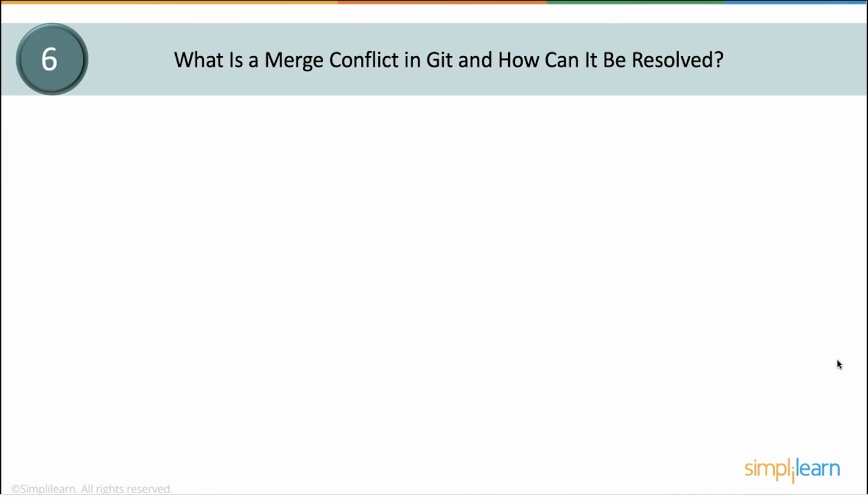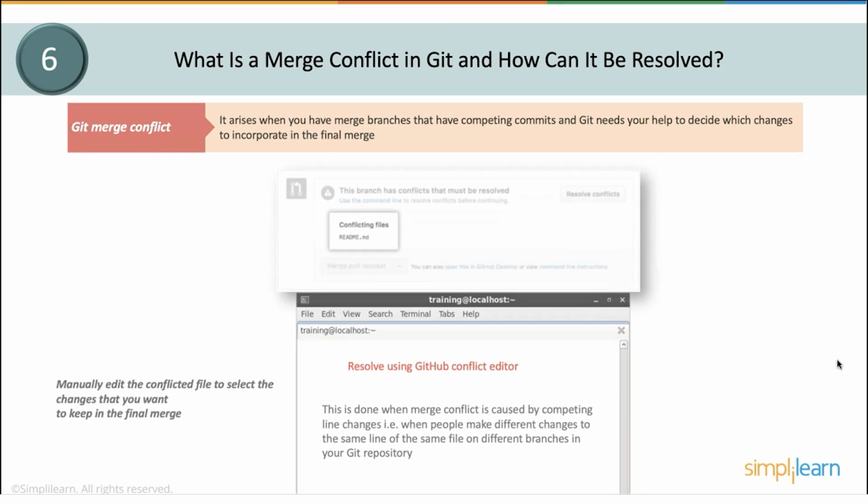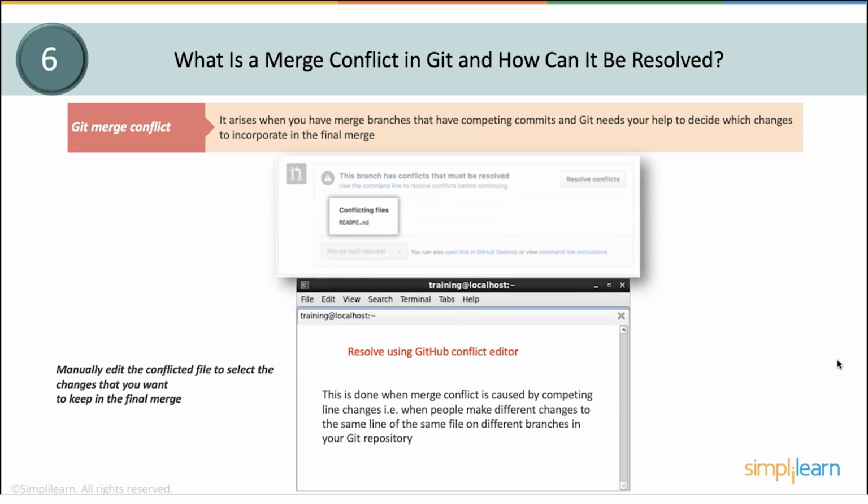So the next question is, what is a merge conflict in Git and how can it be resolved? See, a merge conflict is very common when you have common data available between the branches, and at that point of time, which one to take and which one to avoid. In such a scenario, the conflict automatically comes in.